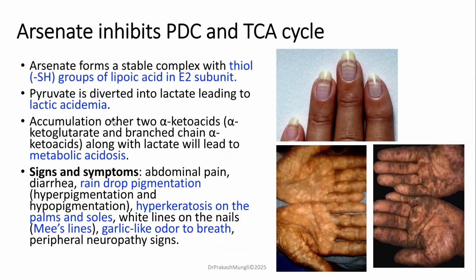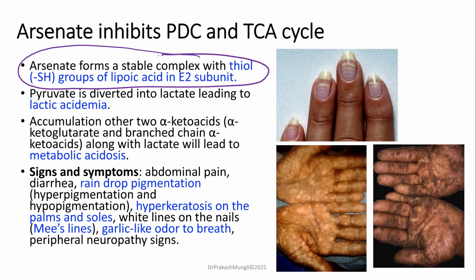Coming to arsenate toxicity. Arsenate inhibits both PDC and the TCA cycle. Pyruvate dehydrogenase complex is a complex enzyme. It has E1, E2, E3 subunits, and the E2 subunit, I told you, needs lipoic acid and pantothenate. And the lipoic acid, I told you, has an SH group, a thiol group. And this arsenate will go and bind to the thiol group of lipoic acid in the E2 subunit. That's how it is going to inhibit the complex enzymes.